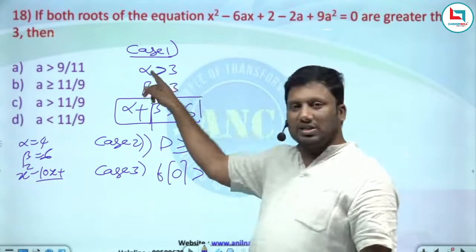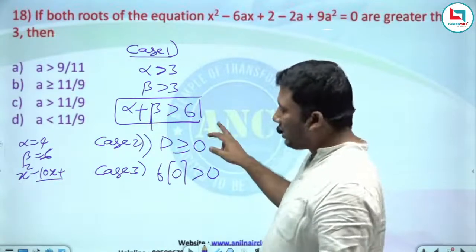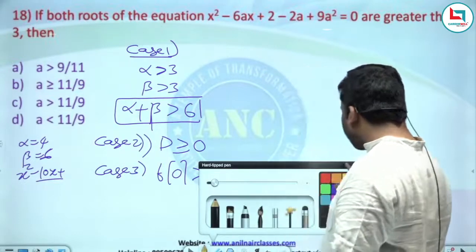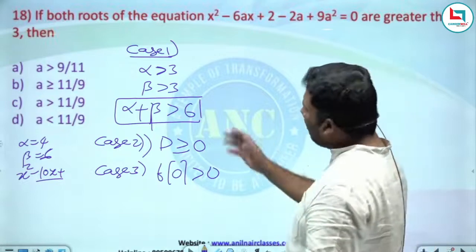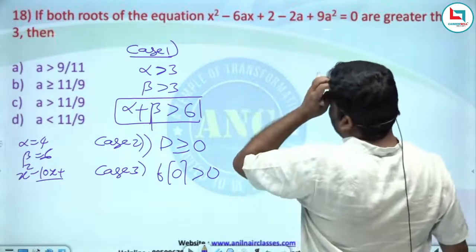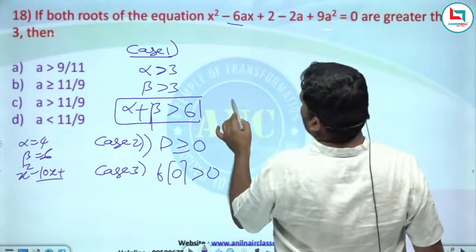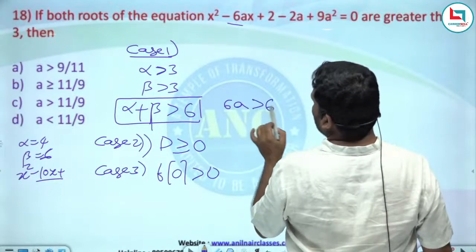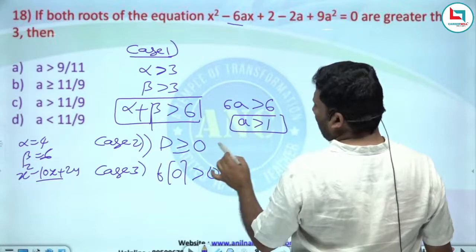So alpha is greater than 3, beta is greater than 3. Sum of the roots is greater than 6. Discriminant is greater than or equivalent to 0. And f of 0 is greater than 0. Now, what is the sum of the roots? It is minus b by a. So minus of minus 6a is 6a, greater than 6. A is greater than 1. It is case number 1.